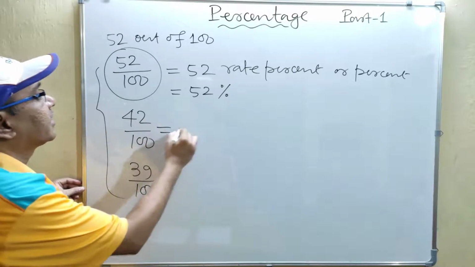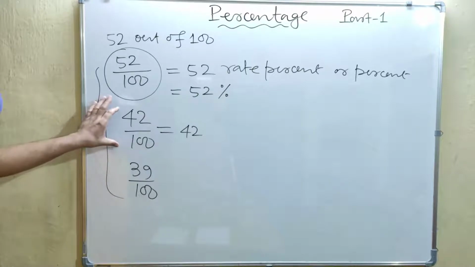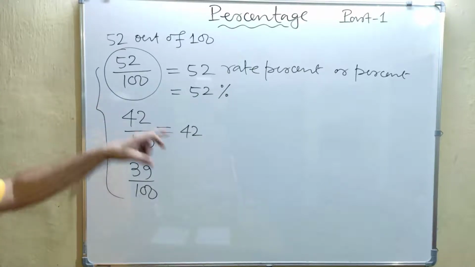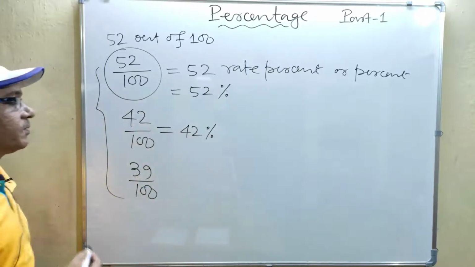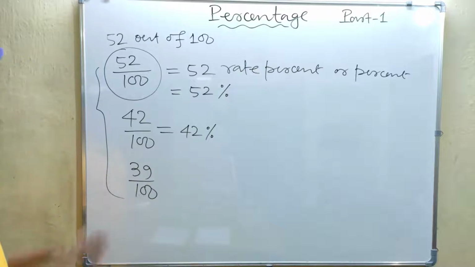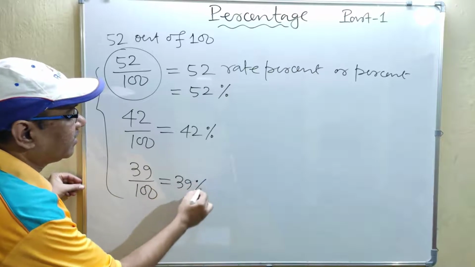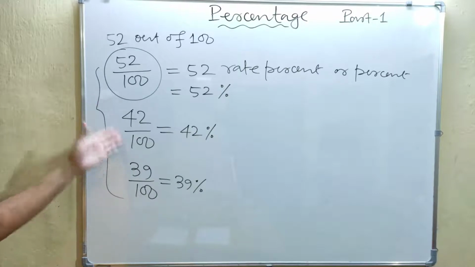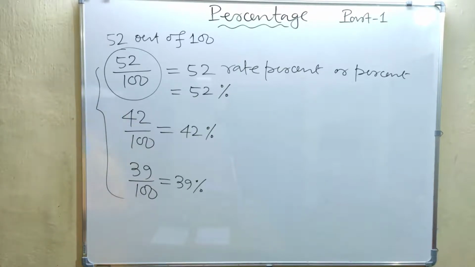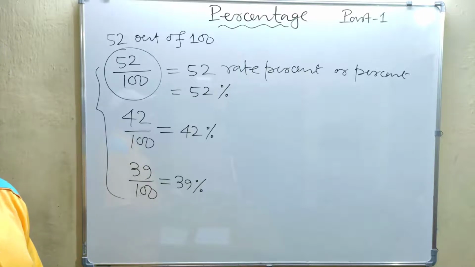Similarly, this is a fraction. It is 52%. If it is a fraction whose denominator is 100, then the numerator is called its rate percent. We write in this way. So 42 by 100 means 42%. 39 by 100 means it is 39%. In this way, any fraction whose denominator is 100, then numerator is called percent, rate percent or simply percent. Percent means, cent means 100, per means rate, percent means per 100.